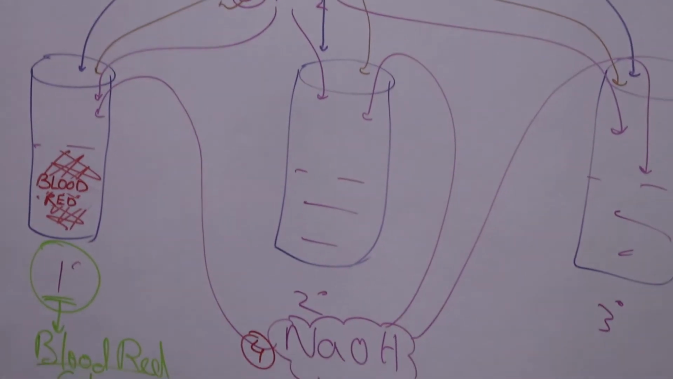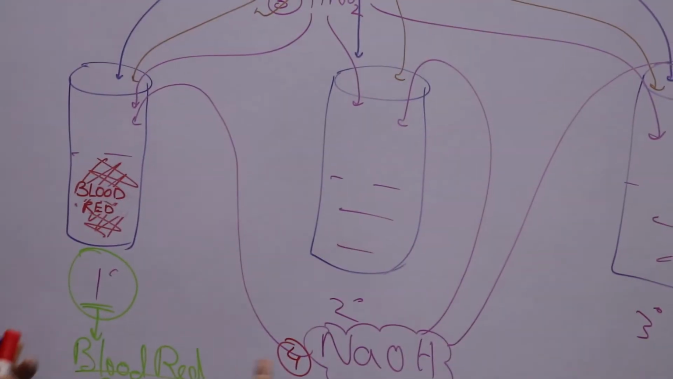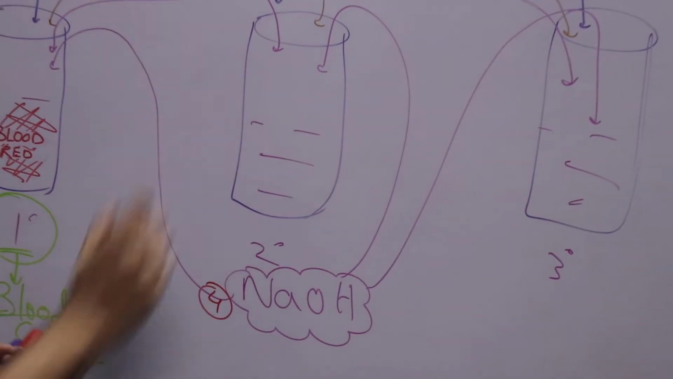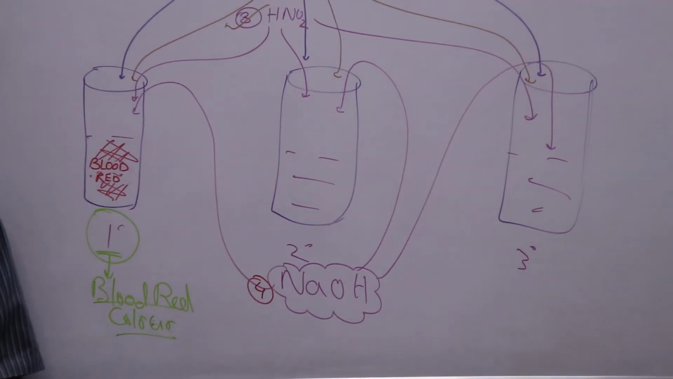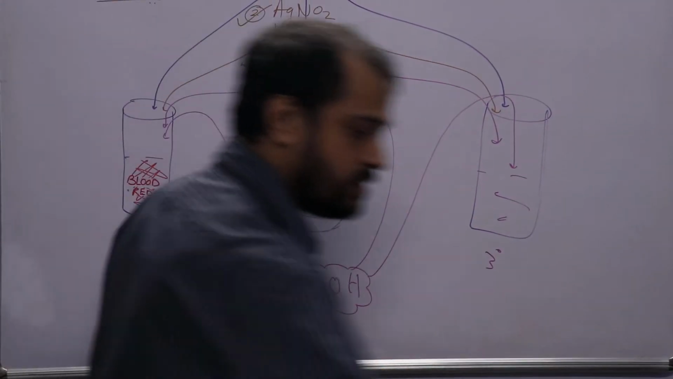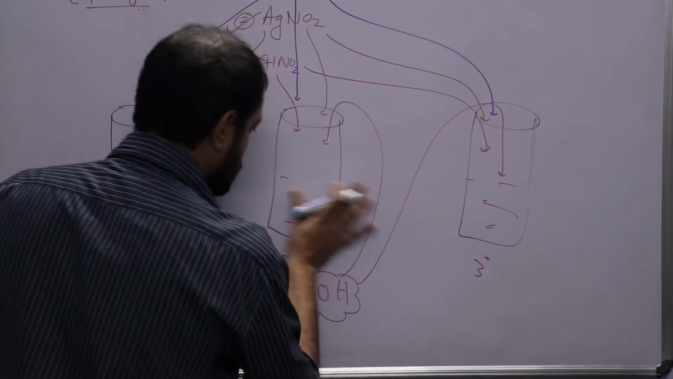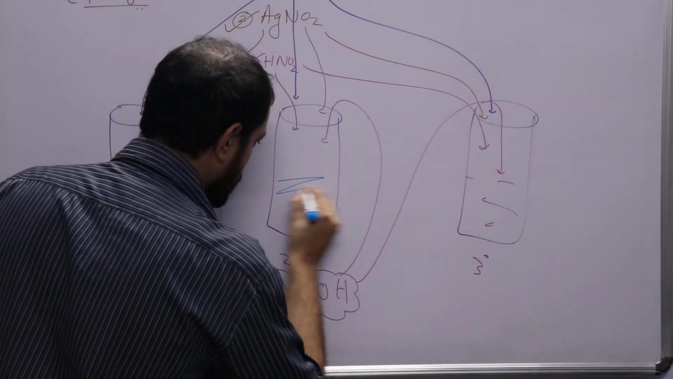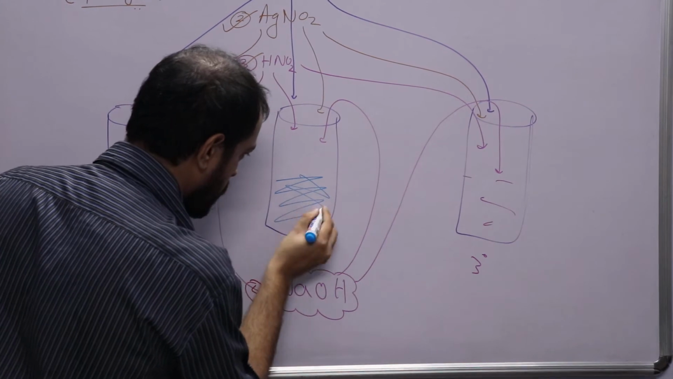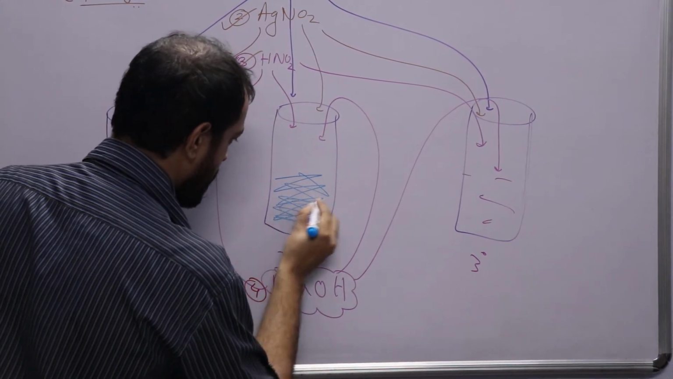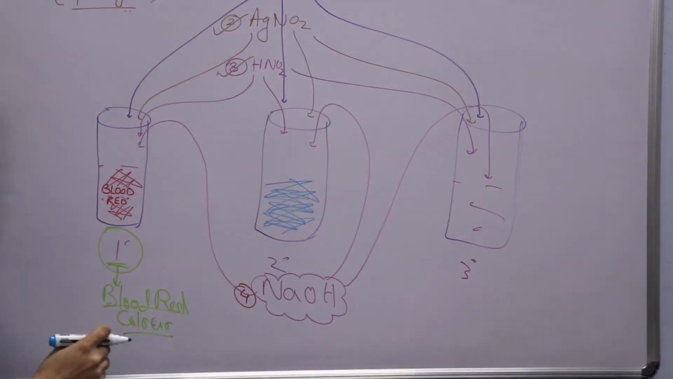Now the second thing: if we add NaOH in the second test tube where 2 degree alcohol is taken, then we will see a blue color is formed.